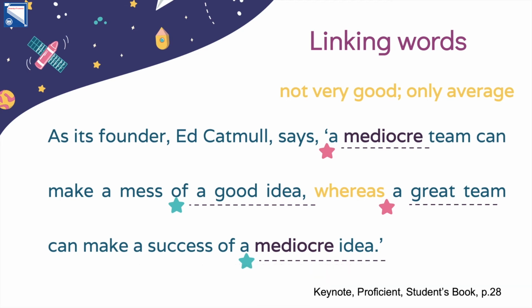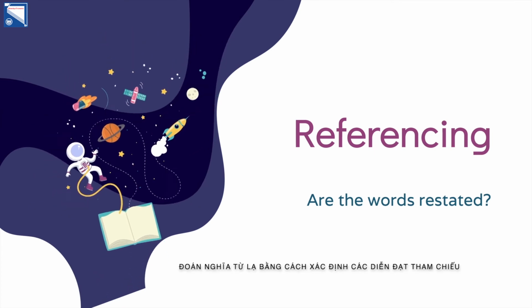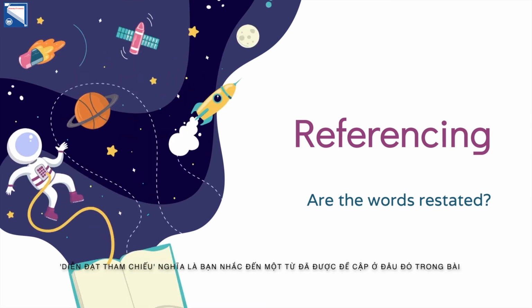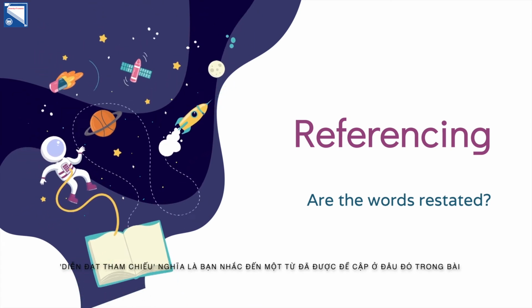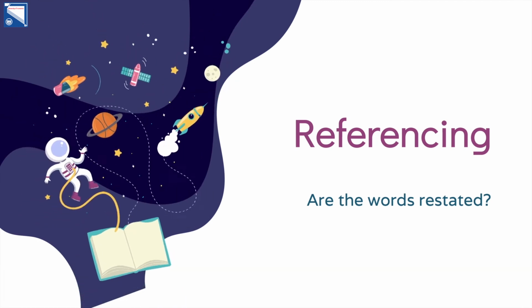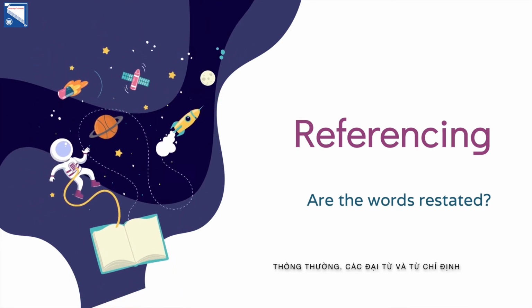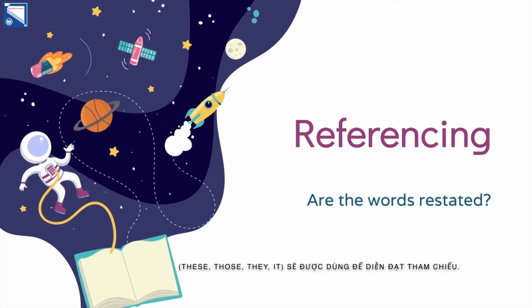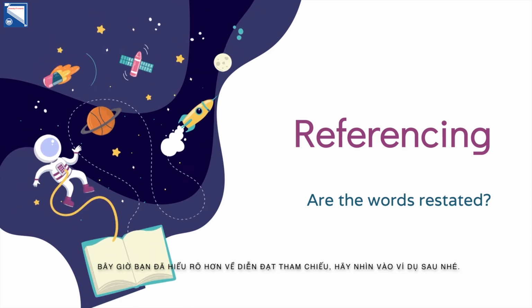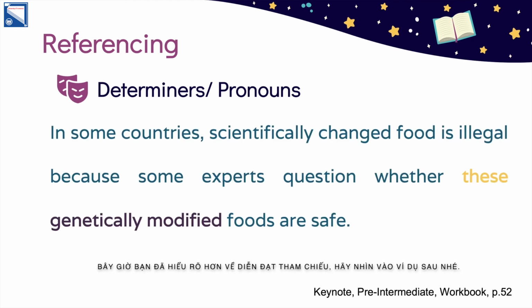The last technique, guessing the meaning of unknown words by identifying reference links. And when we say referencing, it means when you refer to something stated somewhere else in your text without repeating the same words. A common way to reference is to use pronouns and determiners such as these, those, they, or it. Now that you have a better understanding of what referencing is, it's time to look at the next example.